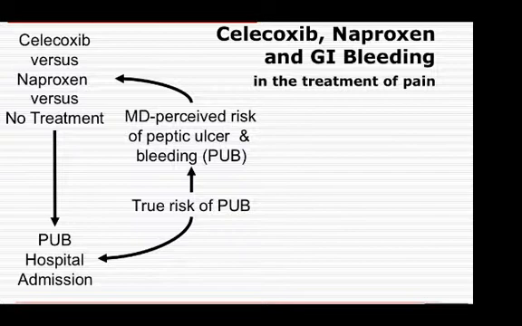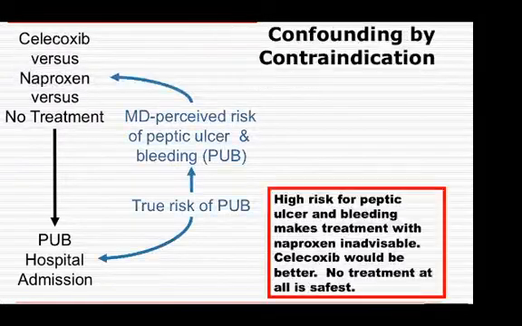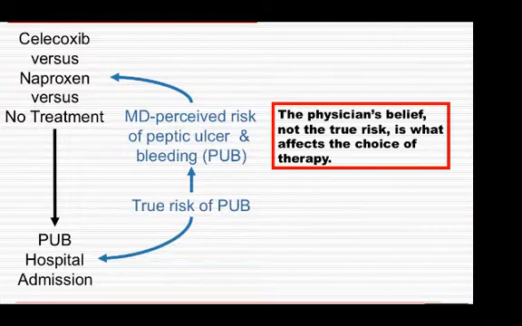Celecoxib and naproxen are two treatments for pain. Because naproxen can damage the lining of the stomach, patients with peptic ulcer or a high risk for peptic ulcer and bleeding should not get naproxen. Celecoxib is less risky. No treatment at all is safest. The physician's understanding of the patient's risk affects her choice of therapy.